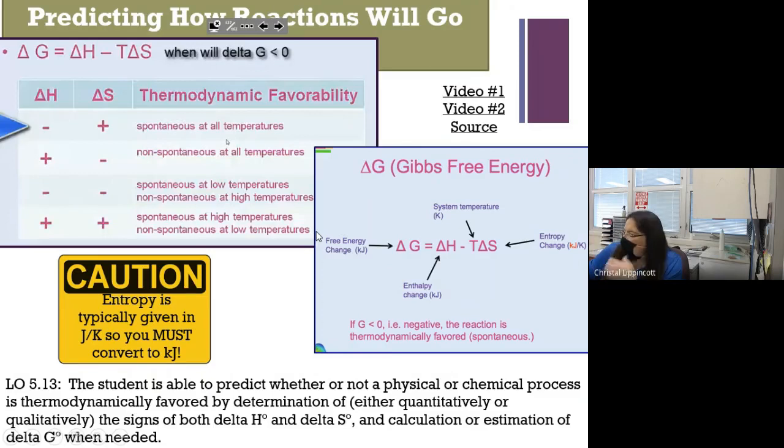Does it matter which way you go, like if you put it in kilojoules or joules? No, but typically if they give you a delta G, that's in kilojoules. This guy's in kilojoules. So it's just easier to change one versus the other, versus changing two.